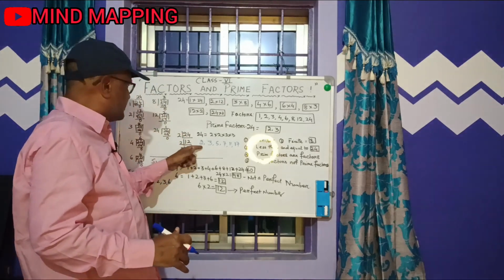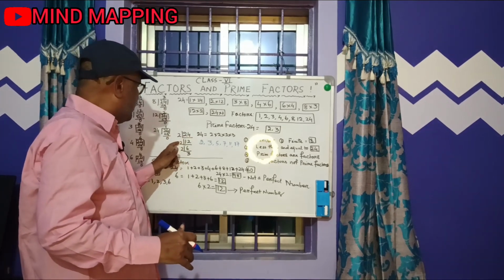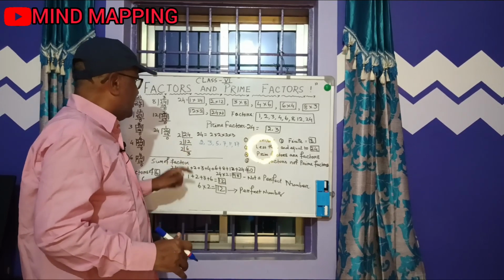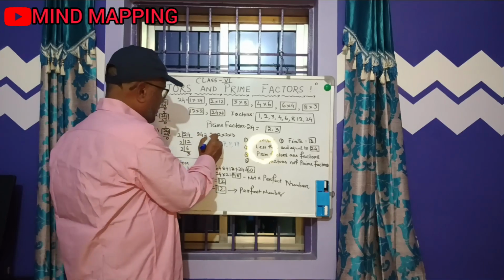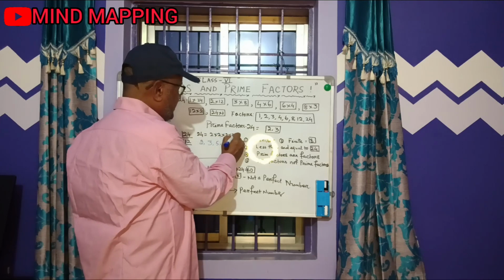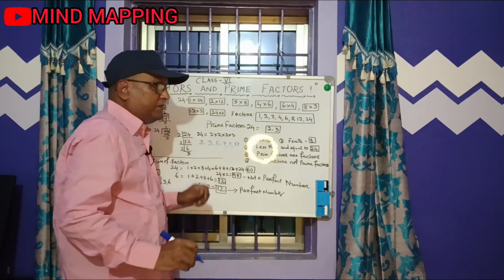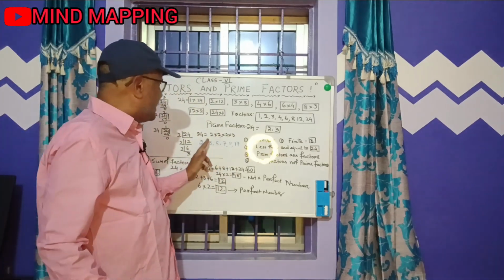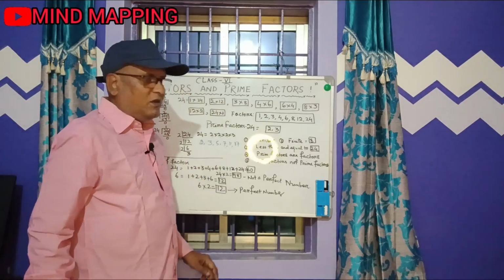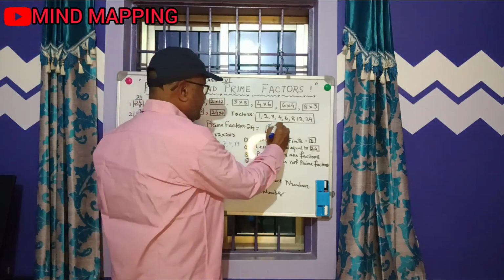First, let us take 2 divides 24. Then 2 divides 12, giving 6. Then 2 divides 6, giving 3. So what are the factors? 2 into 2 into 2 into 3. 2 into 2 is 4, into 2 is 8, into 3 is 24. So the product of prime factors is the number. Now 2 is repeated 3 times. So one prime factor is 2 and another prime factor is 3.